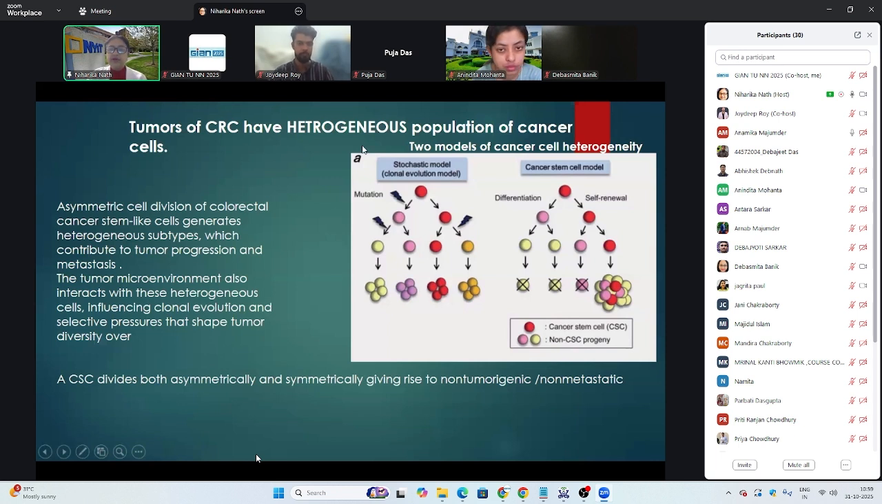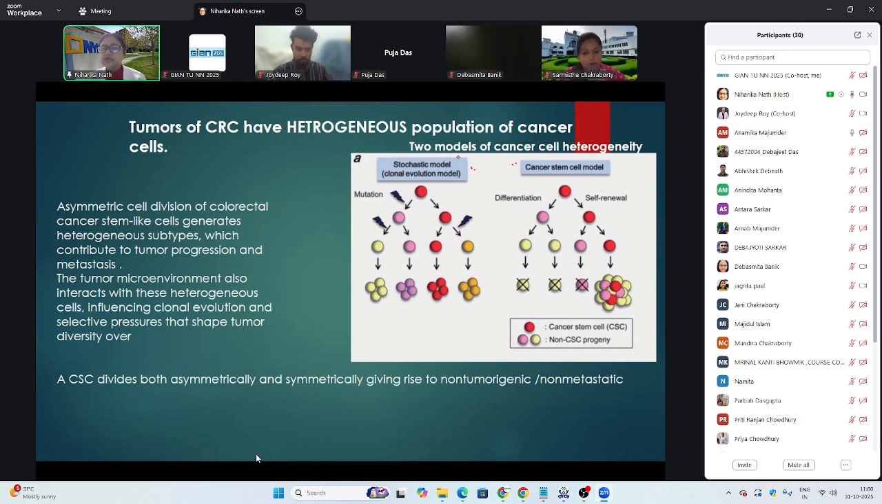So when I gave you that example, there we go. Tumors of colorectal cancer have this heterogeneous population. Take a look at this. You can look at both. So how did we get this heterogeneous population? Because of stem cells.